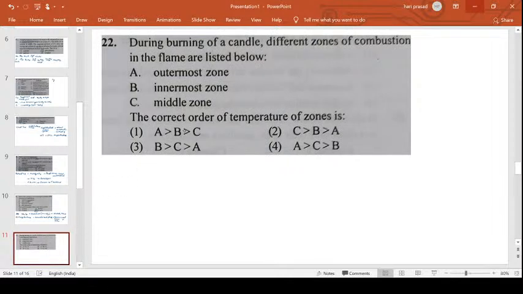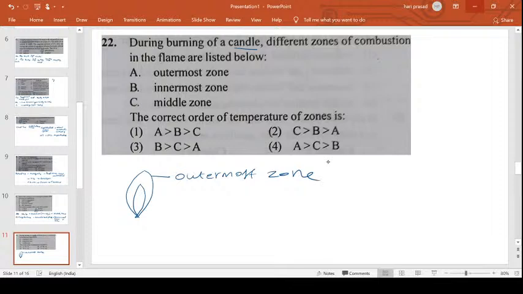Next, here we are taking a burning candle. Let's see how it burns. The flame is present like this. It is called the outermost zone. In the outermost zone, the temperature will be very high.